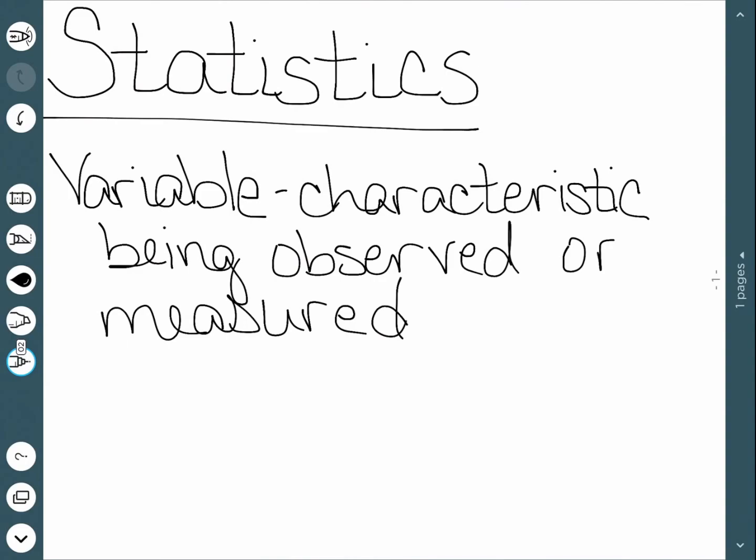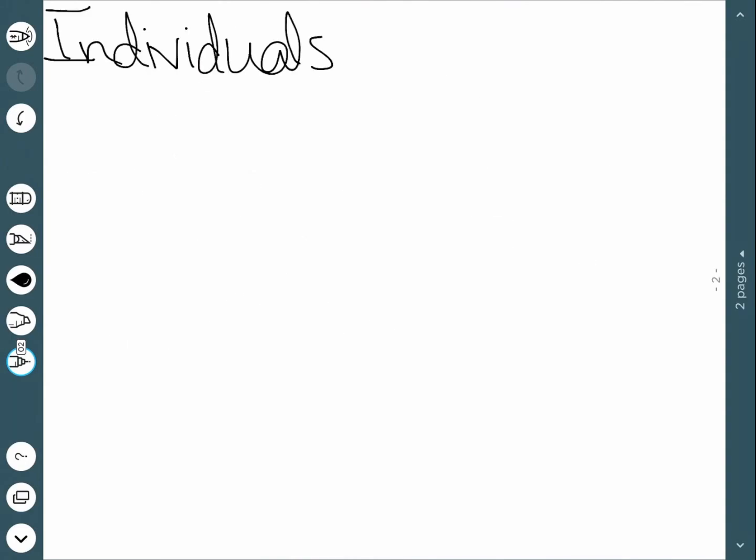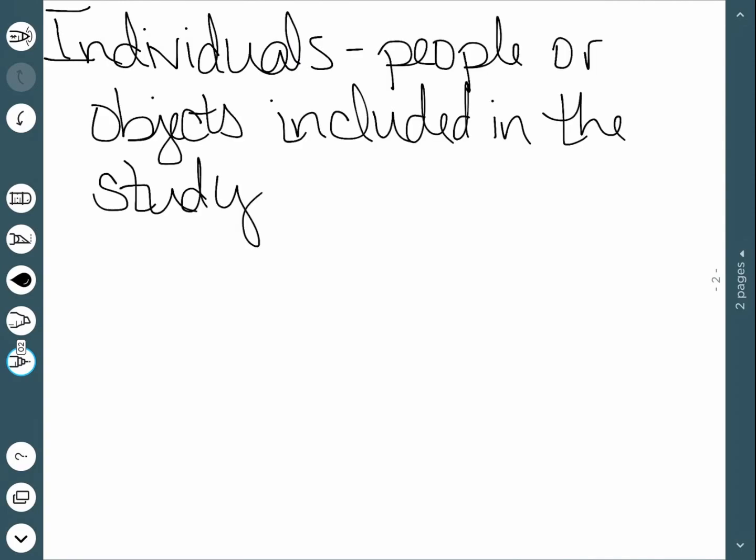The first is going to be individuals. Individuals are the people or objects that are actually included in the study. These are going to be the individuals, either people or objects, that we are collecting these data and getting the variable information from. And so every single person or object in this study is going to be an individual. We also have what's known as the population.